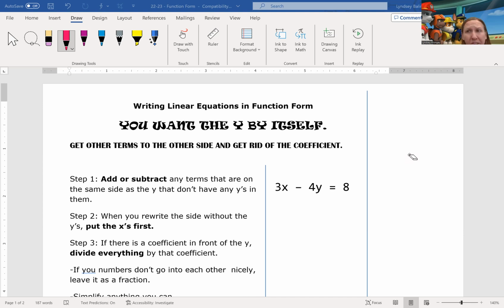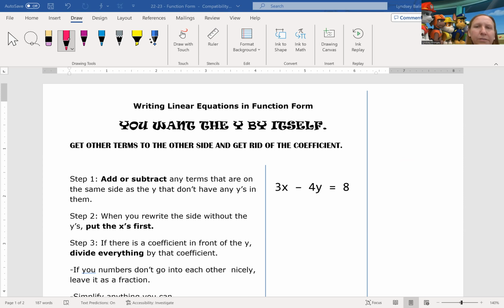So we've done literal equations, very similar to that. But once again, specifically, y by itself. So get those other terms to the other side and really get rid of the coefficient usually. A couple other things can happen, but most of the time, move the x's over, divide by the coefficient of the y. Okay, so step one says add or subtract any terms that are on the same side as the y that don't have any y's in them.